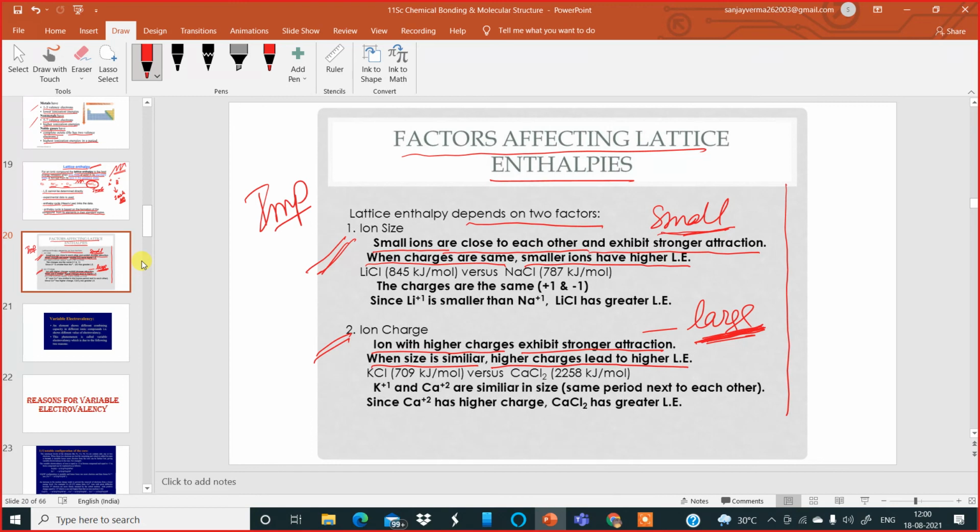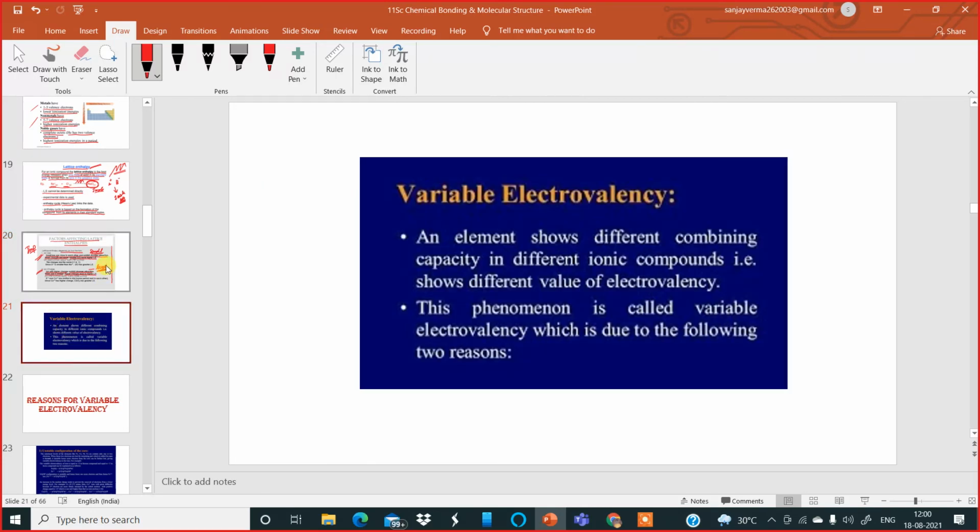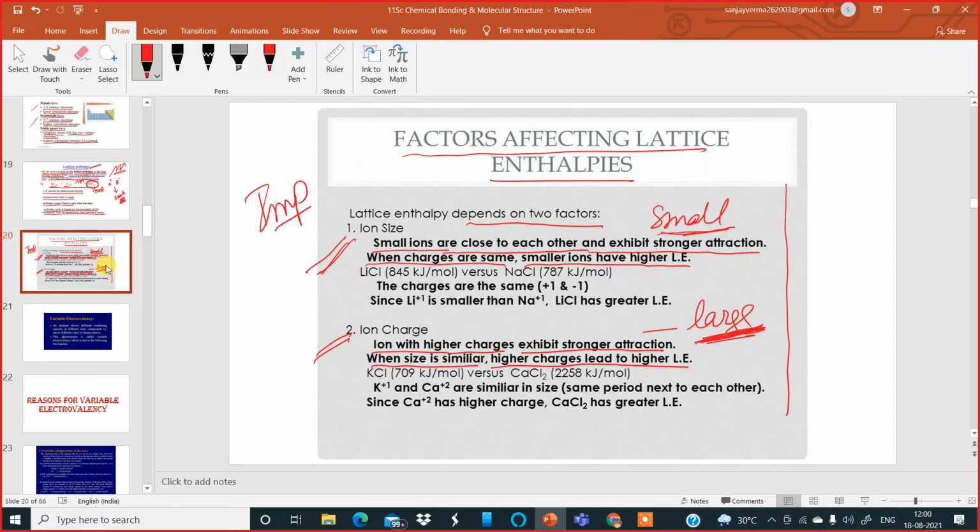Okay, so that was with regard to lattice enthalpy. Now it is almost time, so I will stop here. I'll continue with the next topic in my next class, that is tomorrow.